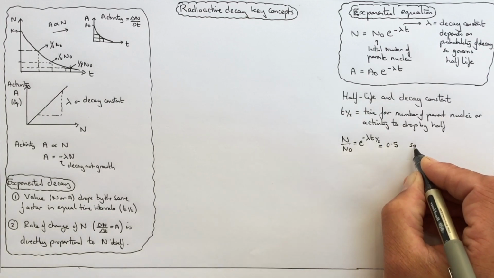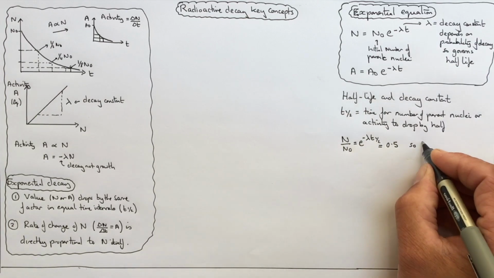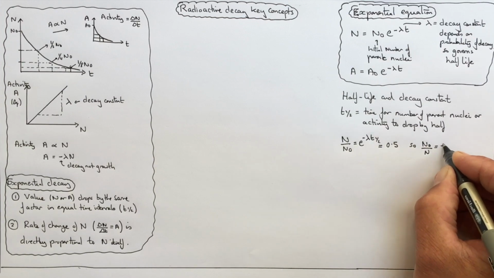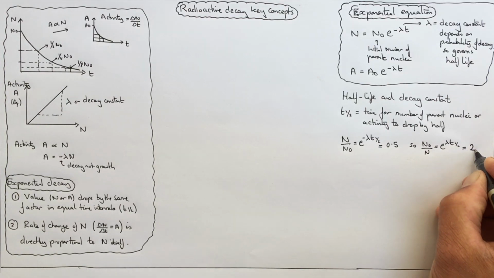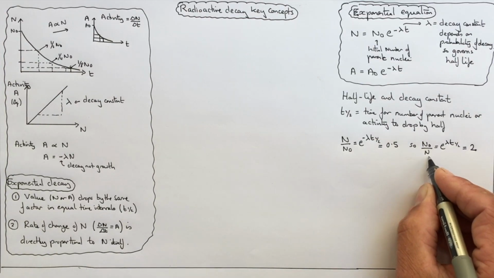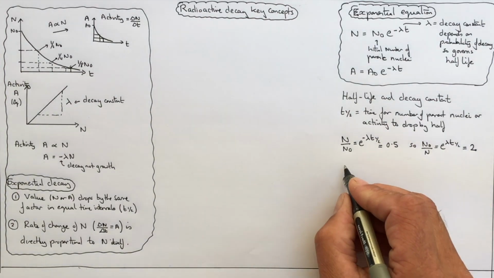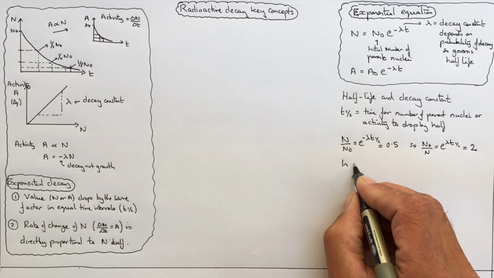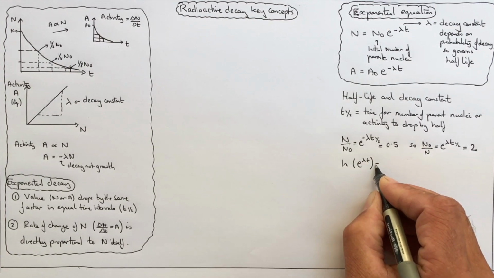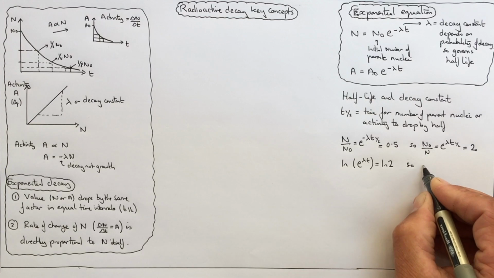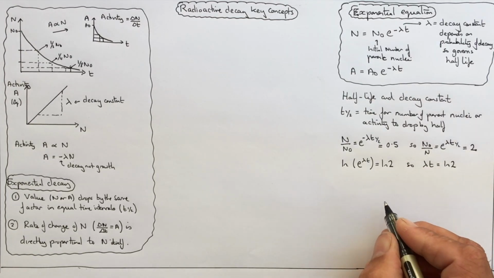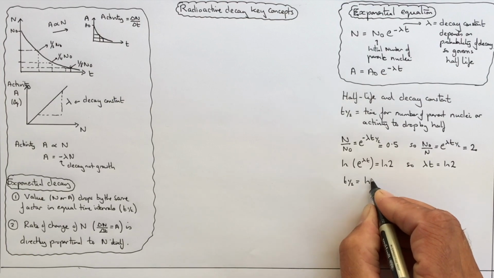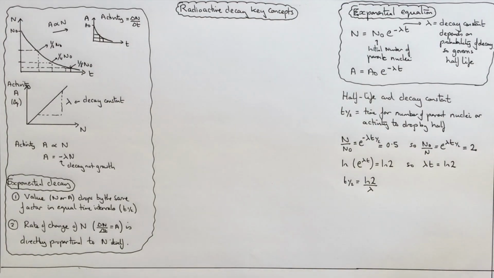If we invert both sides of the equation, we get rid of the negative power, and so we get N naught over N is equal to e to the lambda t to the half, which is equal to 2. Taking logs to the base e, we get the log of e to lambda t equals the log of 2. So that gives us, simplified, lambda t is equal to log 2, leaving us with the equation for t to the half is equal to log 2 over lambda.